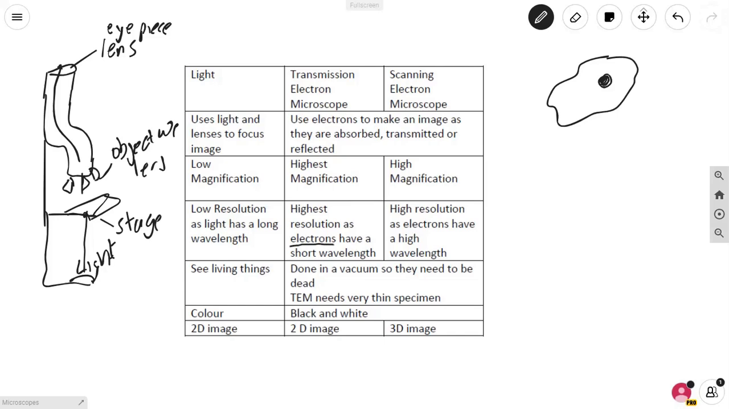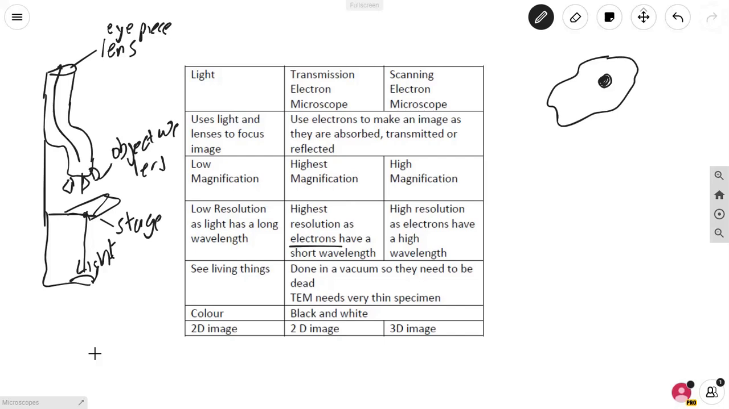And notice how I say electrons have a short wavelength. That's really important. They often ask you in exam questions, why is a TEM used and not a light microscope? And you need to say, because the TEM has a high resolution as electrons have a short wavelength, or vice versa for the light. The highest resolution is for the TEM, then the SEM, and then we've already said that light has the lowest. The problem with the TEM and SEM is that you have to do them in a vacuum, and therefore they can't be alive, they have to be dead. And in the case of a TEM only, you will take a very, very thin sample.